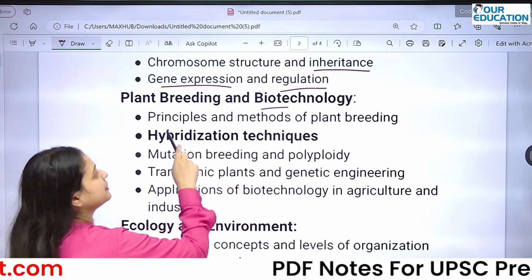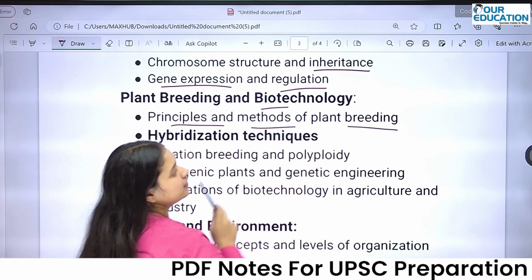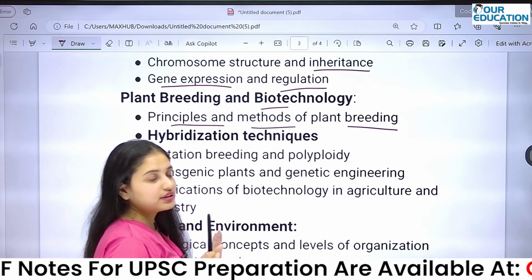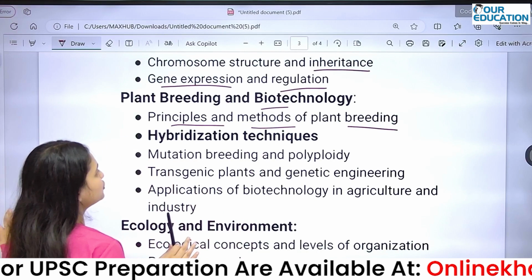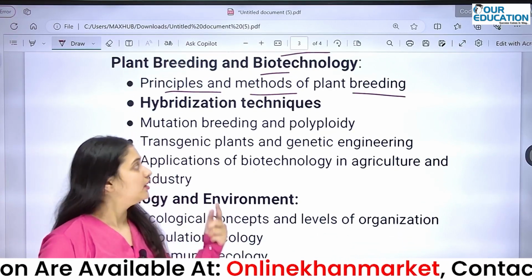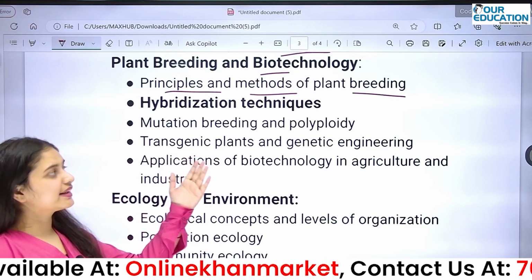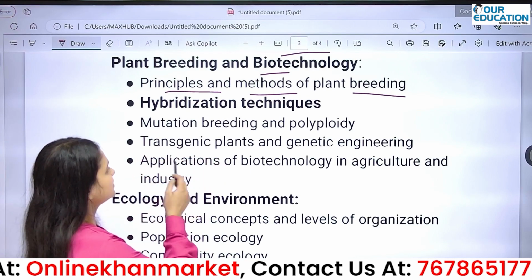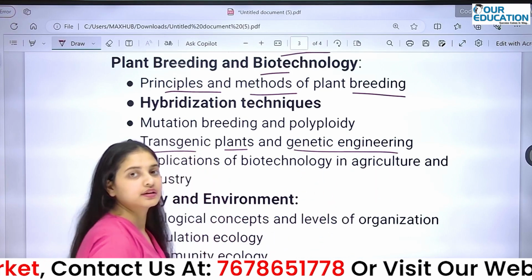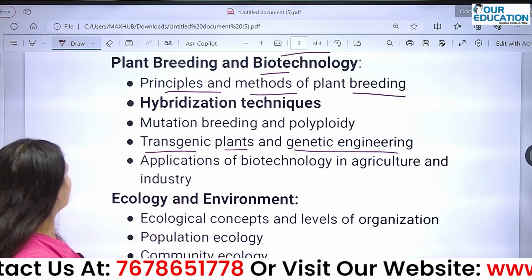You have to cover principles and methods of plant breeding: what is plant breeding, what are its methods. You have to cover all these details. Now come to the hybridization technique. In hybridization you have to cover mutation breeding and polyploidy. And second one is transgenic plants and genetic engineering. These also are covered in this topic.